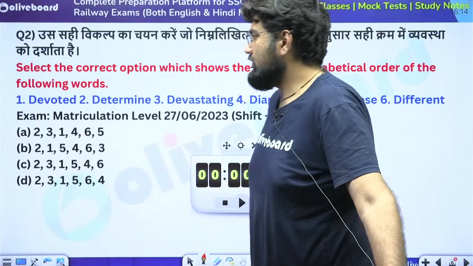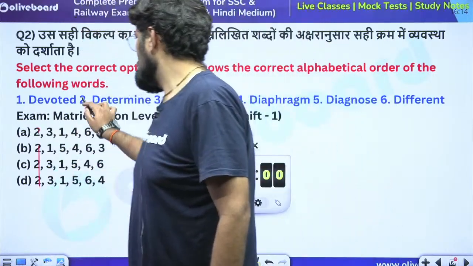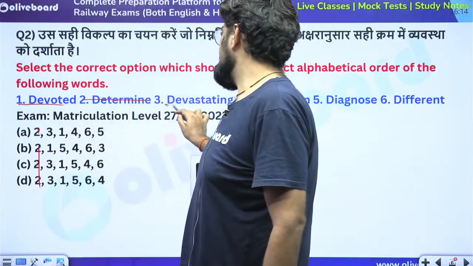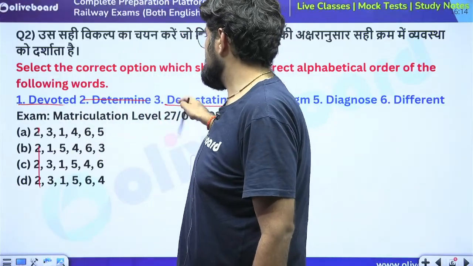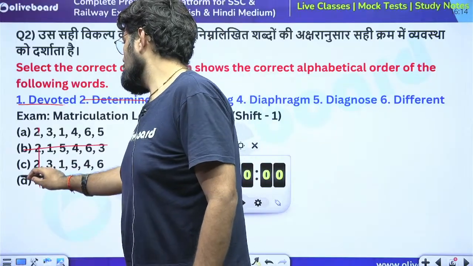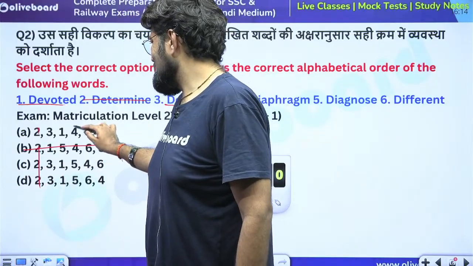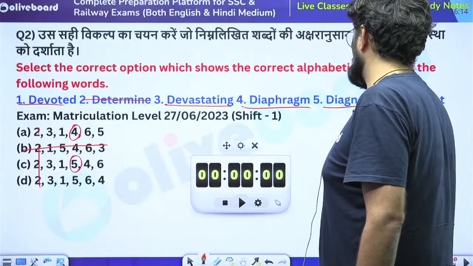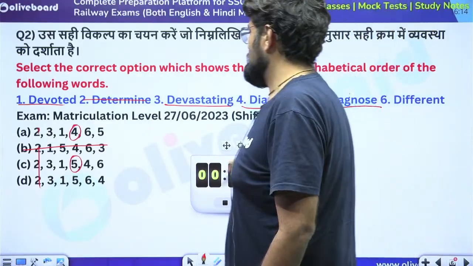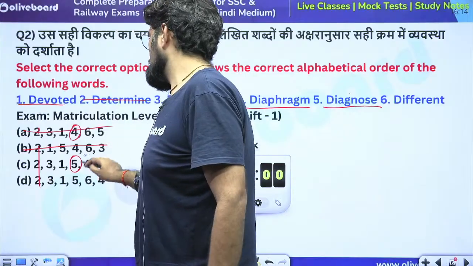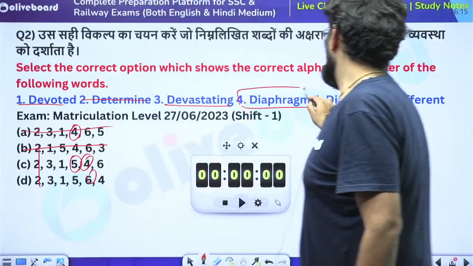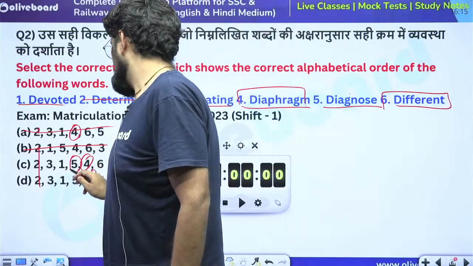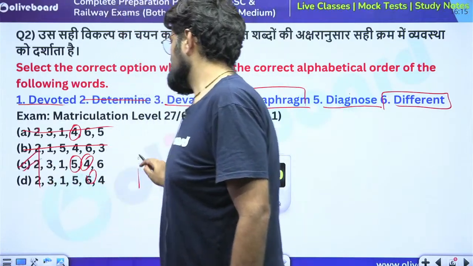If you look at this, the first word is going to be word number 2 only. The next one is 3 and 1. Between devoted and devastating, what will come first? Obviously devastating will come first, so 2, 3, 1. The next one is between 4 and 5. Between diaphragm and diagnose, obviously diagnose will come first, so 5 will come first. Between 4 and 6 it will be the deciding factor: different and diaphragm. Obviously diaphragm will come first, so 4 will come first. So option C is the correct answer.